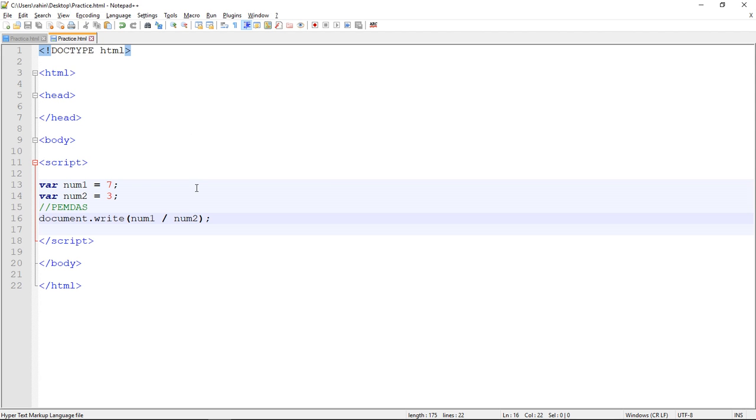I can make a division, so I get 2.33333, and this is, I think, 15 or 16 digits, the precision that we get in JavaScript. Remember, JavaScript doesn't distinguish between integers and floating point numbers. It's just numbers. So there is my division.